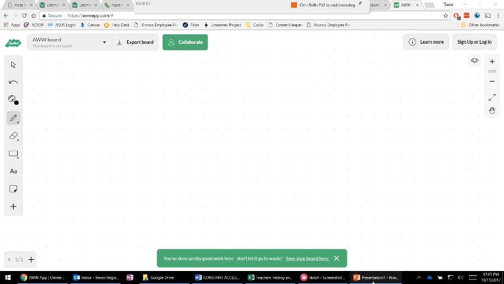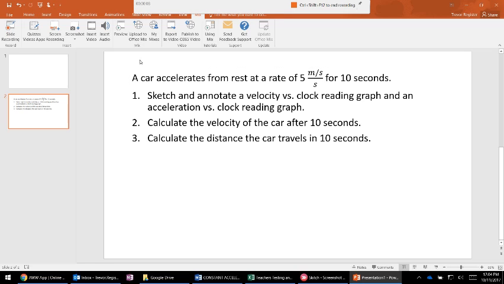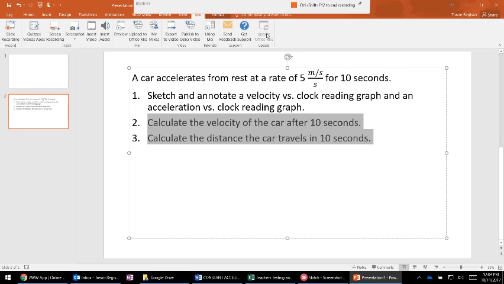Alright, in this video I'm going to show you how to use velocity and acceleration graphs to solve problems like the one you see right here. So we've got a situation where a car goes from sitting still, that's what we mean by at rest, so the car accelerates, which means that its velocity changes, from rest, and the acceleration here is 5 meters per second, and it does that for 10 seconds. And so I'm going to show you what I mean by sketch and annotate a graph and how we can use those graphs as tools to make the calculations down here.